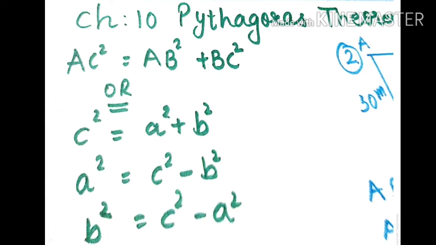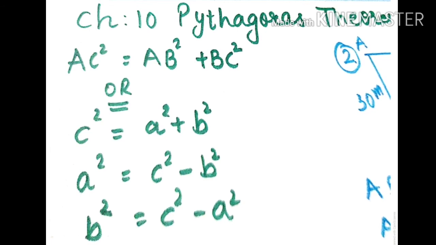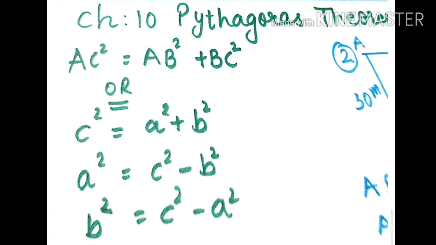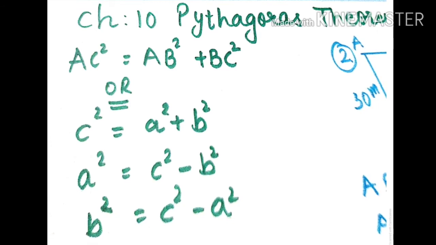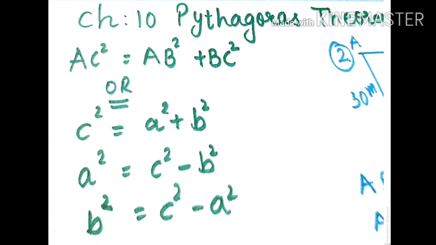If angle B is a right angle, then AC square is equal to AB square plus BC square. Or you can say, if the side opposite AC is denoted as C, the side opposite AB is denoted as A, and BC as B, we can write C square is equal to A square plus B square. And just now, as I explained, if two sides are given, you can find the third side. So here, if C and B are known, you can find side A as A square is equal to C square minus B square.